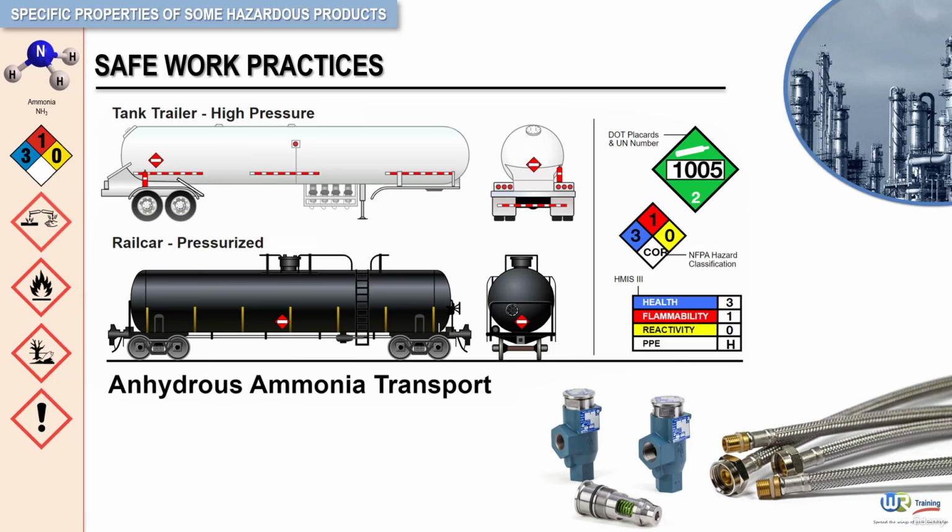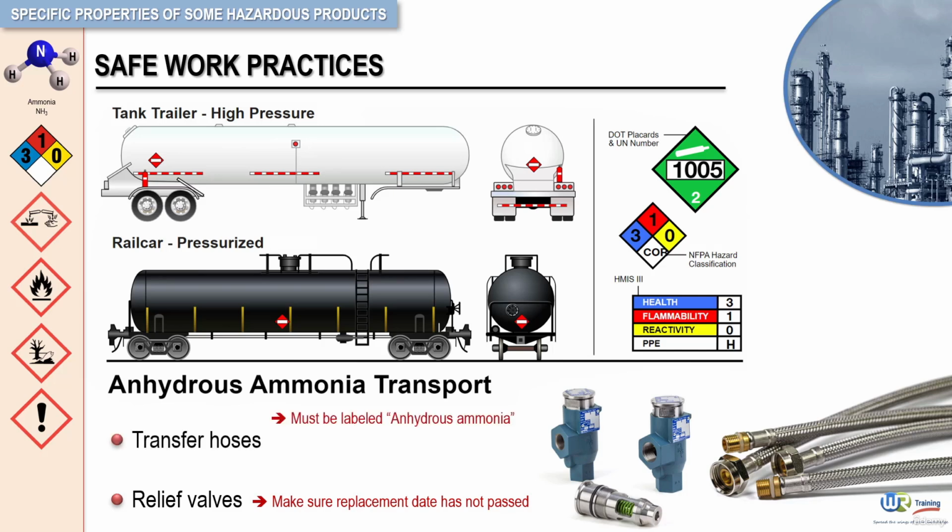Relief valves have a replacement date stamped on the valve body, so make sure this date has not passed. All hoses should be free of cuts, worn spots, or other damage. Hoses must be labeled anhydrous ammonia and be marked with the year of manufacture and an expiration date. Hoses whose expiration date has passed must be removed from service immediately. Make sure that all connections are clean and free of dirt and debris. Threaded connections must be in good condition.